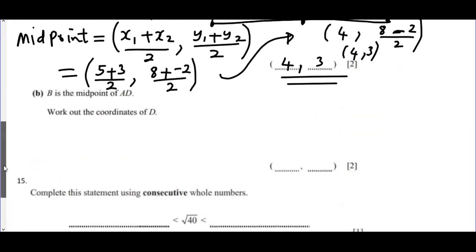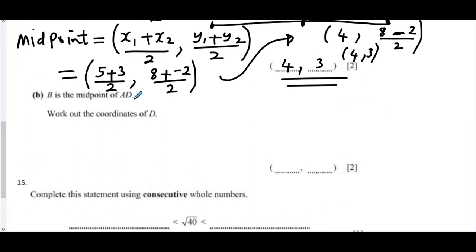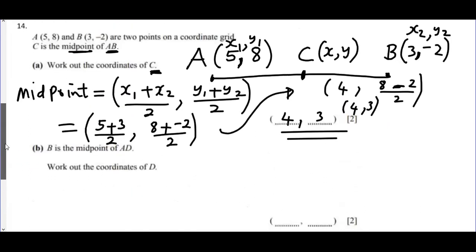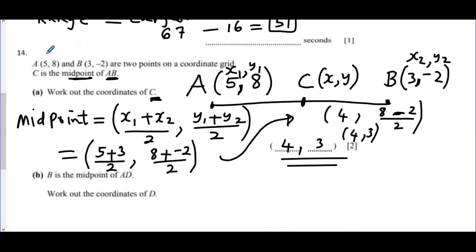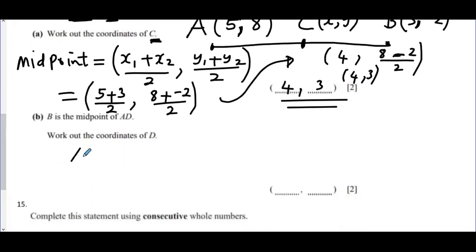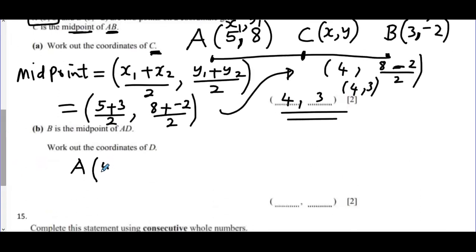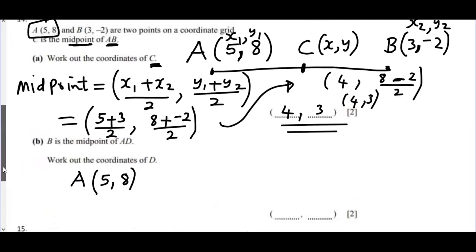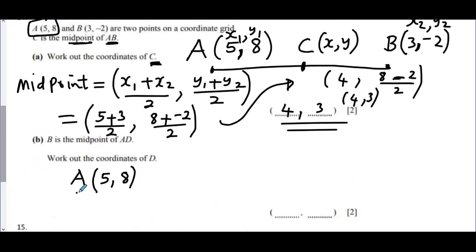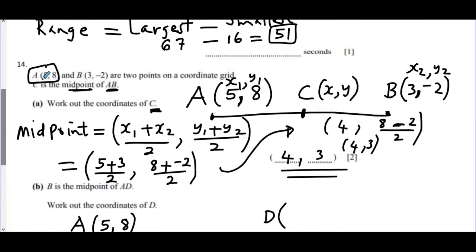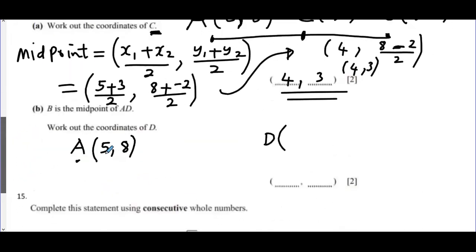Okay, the next question is B. B is the midpoint of AD. Okay, go back here. This is A, with coordinates 5, 8. And we have B is the midpoint of AD. So we have A here, and we have somewhere here a D. But as you can see, we don't have point D here. So I'm going to assume that point D has coordinates x, y.